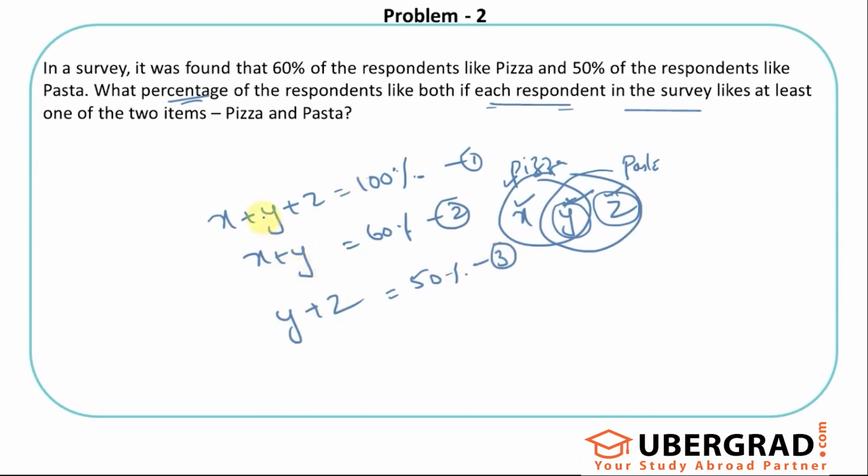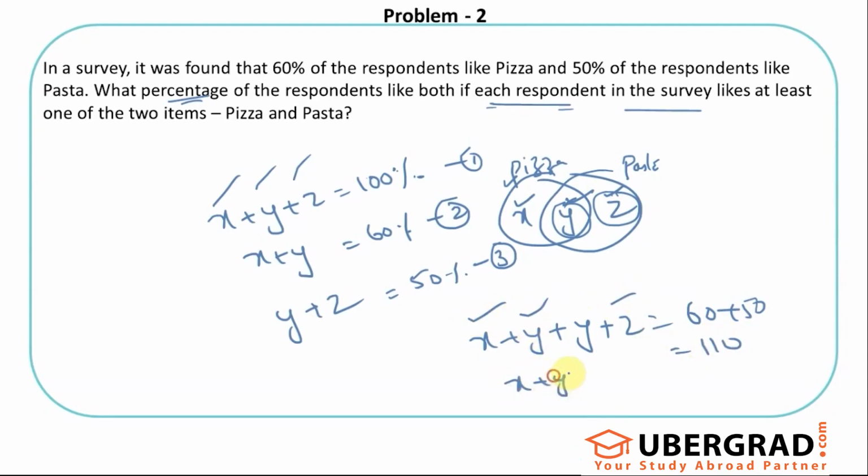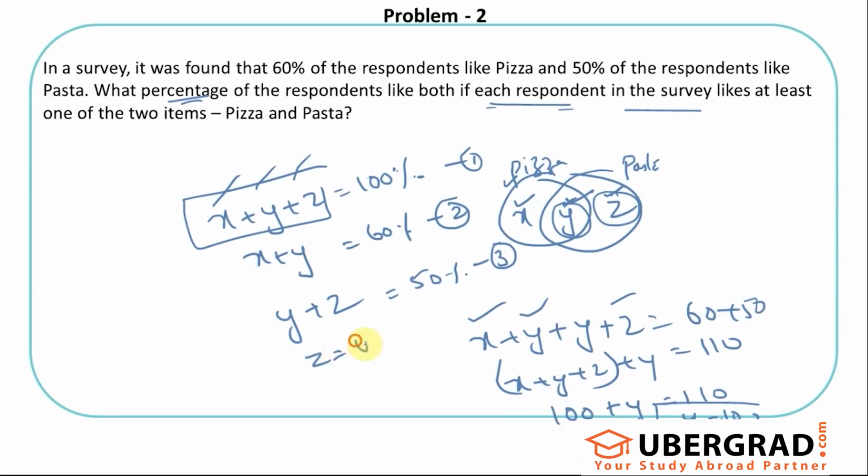Right? Basic rule in algebra: 3 variables, I need to have 3 equations to solve and find the individual values, to get a unique solution. So simple. Let me add 2 and 3. What do I get? x plus y plus z plus y is equal to 60 plus 50%, which is 110%. From equation 1, I know x plus y plus z is 100%. So 100 plus y is equal to 110. So y is 10. Once I know y is 10, what is z? 40%. Right? y is 10%, z is 40%, and obviously x is 50%.